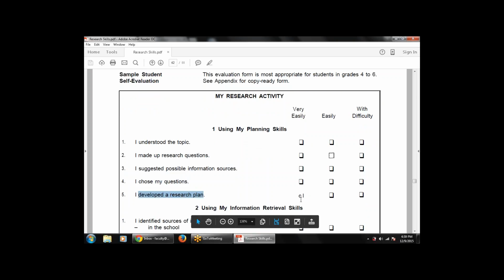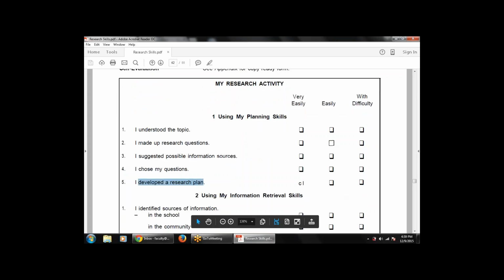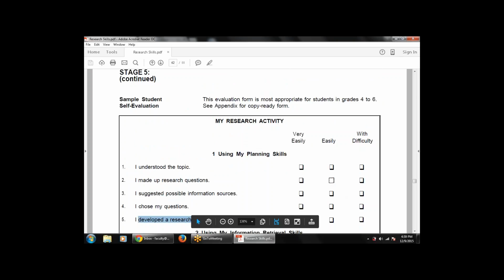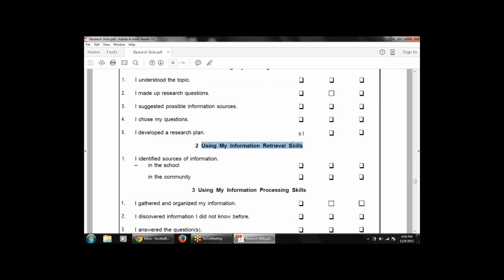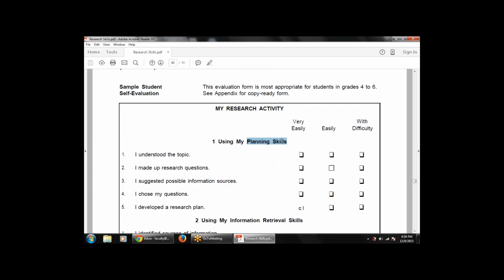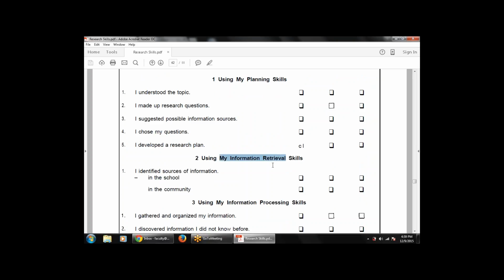Then I develop a research plan, either very easily or with difficulty. That is the first part of my research activity, the self-evaluation. Then, using my information retrieval skills, that is the first stage, the planning skills. The next is using my information retrieval skills: whether I retrieve the information in an effective way or not. That is the second point.